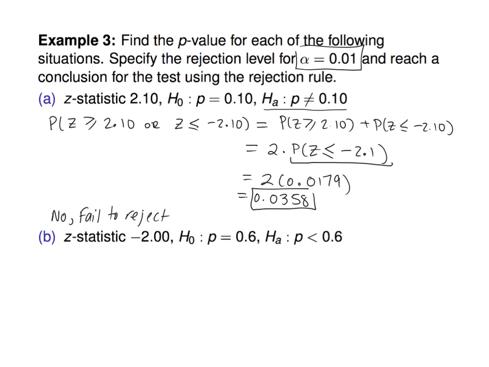Are you sure it's 179 or 174? I'm sure it's 179 because 174 is negative 2.11. Okay, I see. Does that make sense? Yeah, I got it. Okay. So fail to reject H naught.